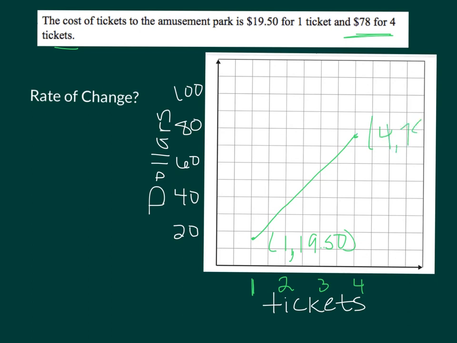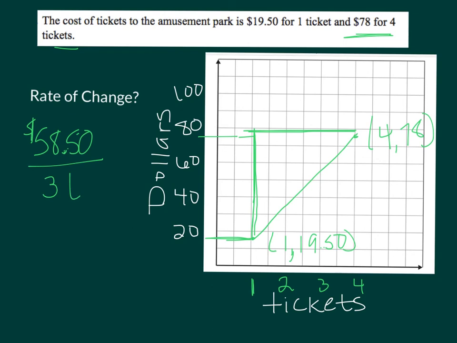4 tickets was $78. I want to know my rise, and it should be straight. My rise started here at $19.50, and I went to $78. So from $19.50 to $78 is $58.50. Then my run is from 1 ticket to 4 tickets, so I had a change of 3 tickets. That could be my rate of change.